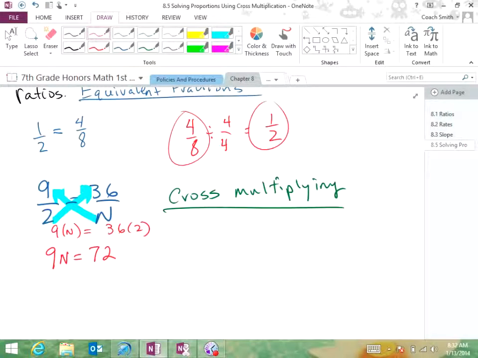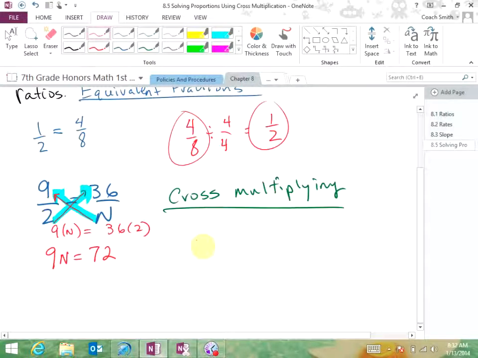Now, the rule is this, and we talked about it very briefly when we talked about which fraction is greater than the other fraction. Somebody in the class said, can't you just multiply straight across to figure out which fraction is larger? You can do the same thing here. You can multiply those numbers together.